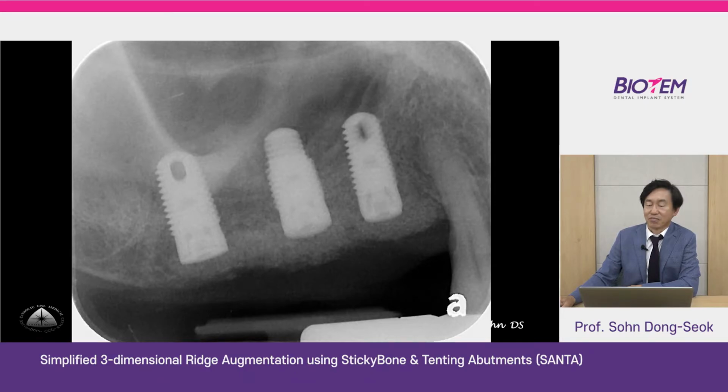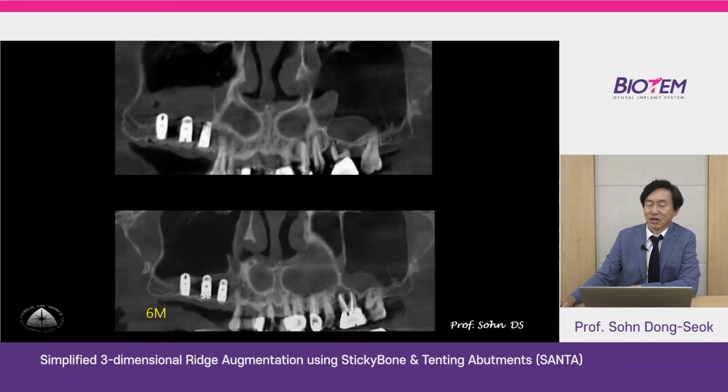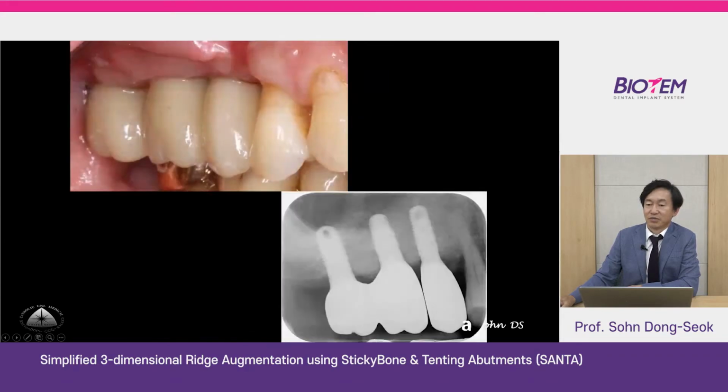This is the post-op. This is 6 months of healing. You can see 100% vital new bone formation, living bone inside the sinus cavity. You can get good vertical augmentation here, even though some bone migration, bone resorption is seen. This is the final restoration.